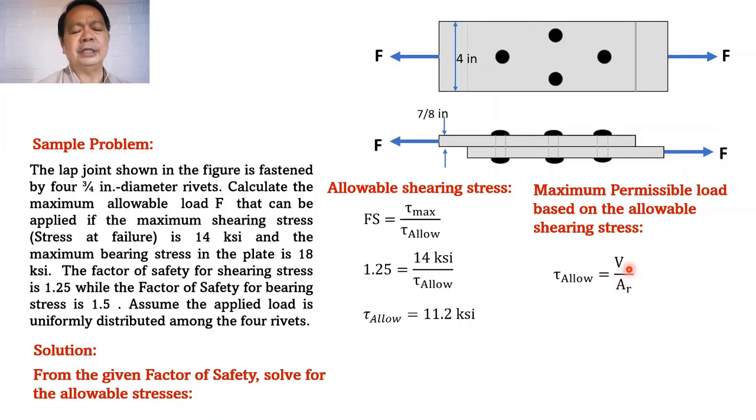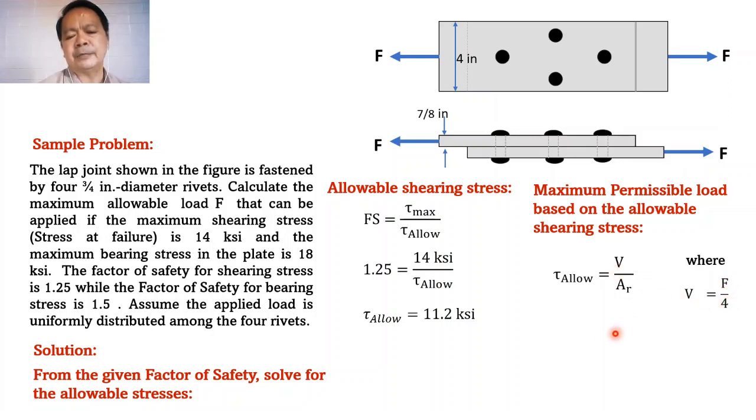Because it is given in the problem that we will be assuming that the load will be distributed uniformly among the 4 rivets. Therefore, this V, if we are to take the allowable stress for each rivet, will be the magnitude of the shearing load acting on one particular rivet, and that will be equal to 1/4 of F, because F shall be divided equally among the 4 rivets, where the value of V will be equal to F over 4.